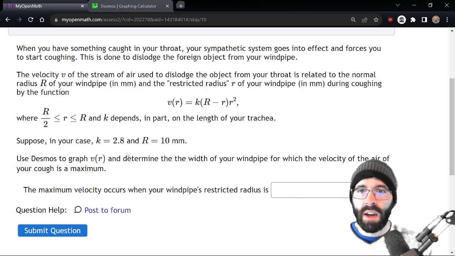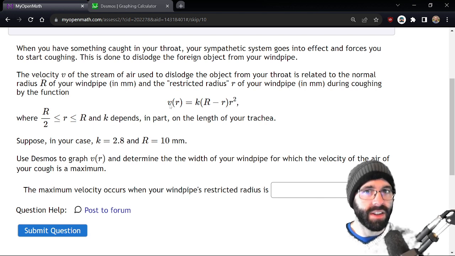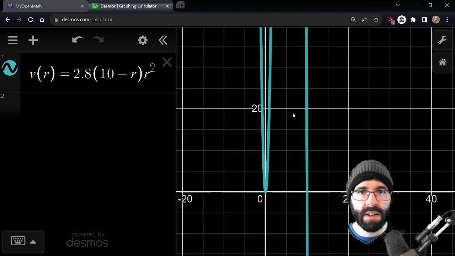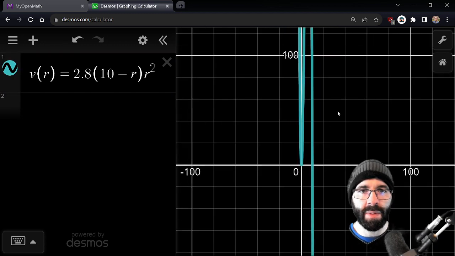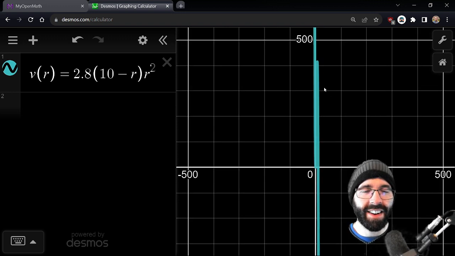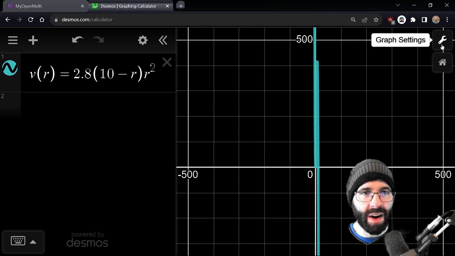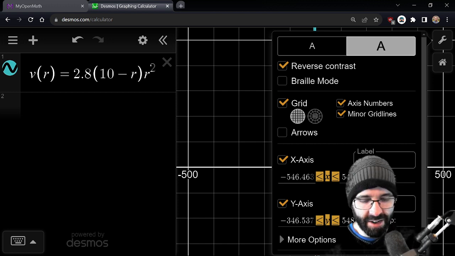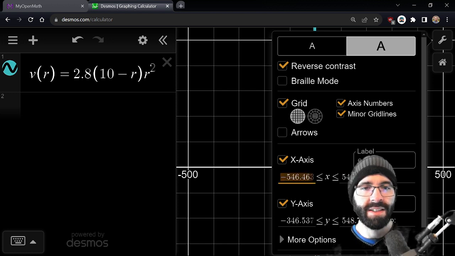Okay. And we want to find the width of the windpipe for which the velocity is a maximum. Velocity is the function, right? This is our velocity function. When are we at the biggest velocity? So again, we do the same thing where, oh man, we zoom out. Oh gosh. So we zoom out until we can see the top, but now the x's are way too big. So let's just go to the graph settings and let's make the x's smaller. They're really our values, our inputs.